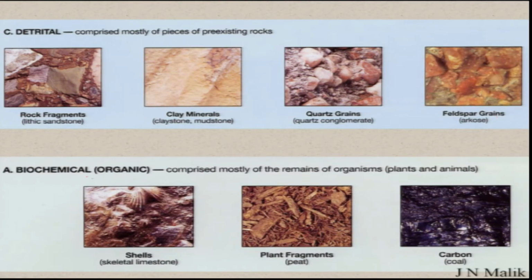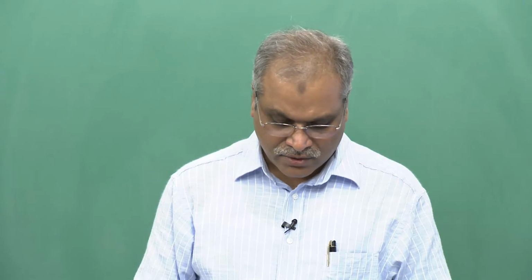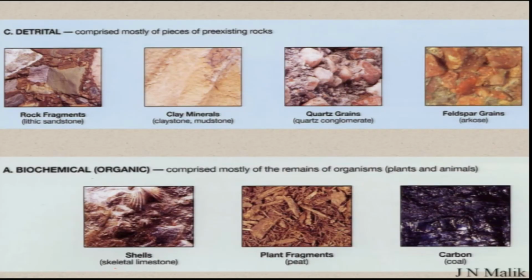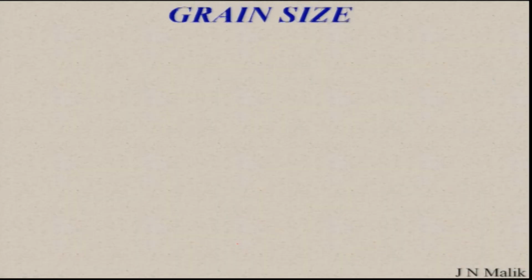And then we have another one, organic or biochemical rocks. Mostly you will find marine organisms here, or fossils, which comprise things like skeletal limestone, which we can term shales. Then we have plant fragments, which are rich in that, which we also term peat. And then carbon-rich is coal. So these are another set of sedimentary rocks which are organic in nature.